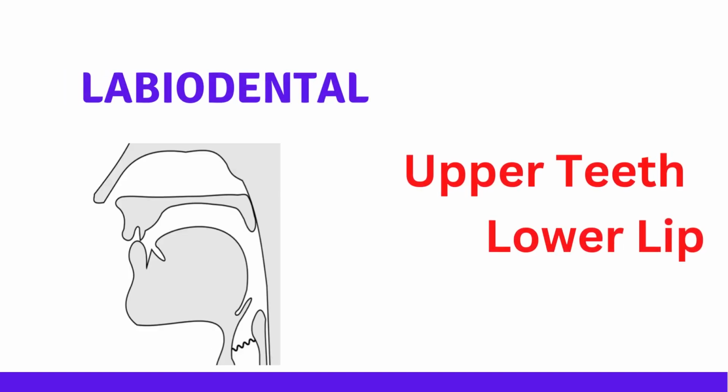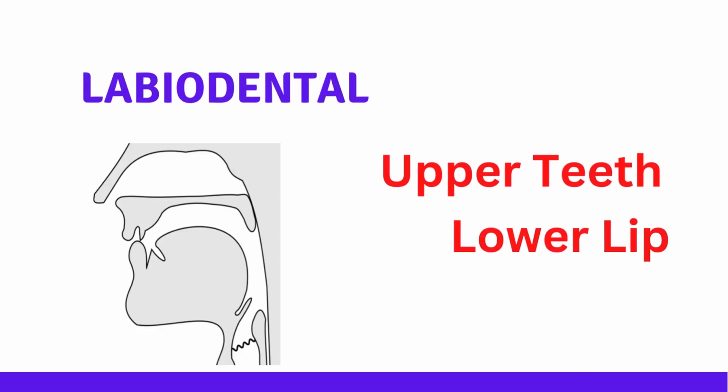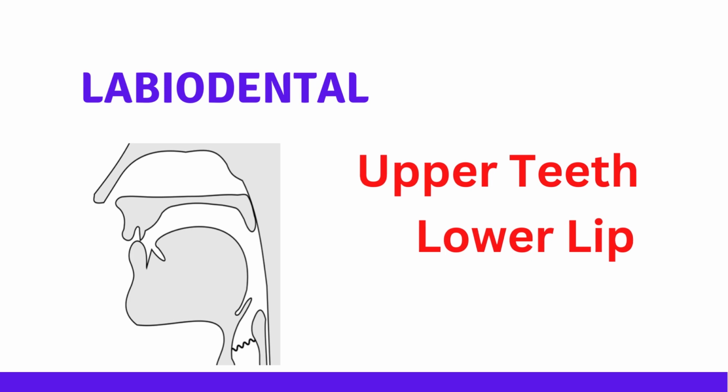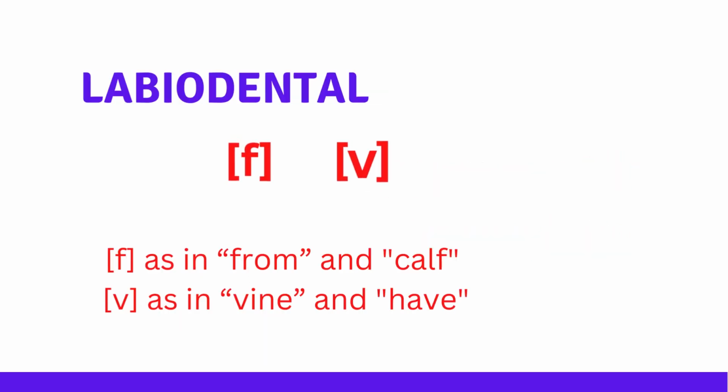Labiodental sounds are produced by bringing the lower lip to the upper front teeth. Example sounds are f and v. F as in from and cough, v as in wine and have.